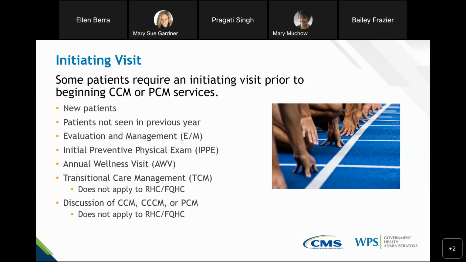Now, some patients will need to have an initiating visit prior to beginning your chronic care or your principal care management services. And you can see there it's new patients to your practice, and that's to you or a member of your same group with the same specialty, or patients who have not been seen within the previous year. And then under that are the encounters that can be considered that initiating visit.